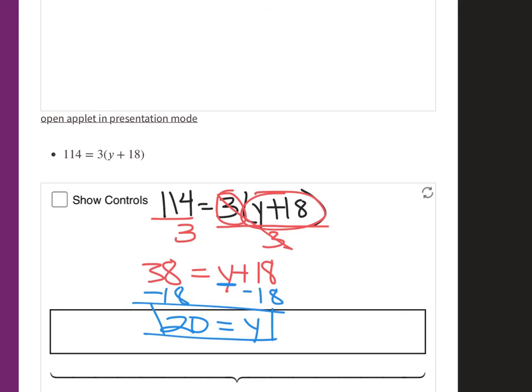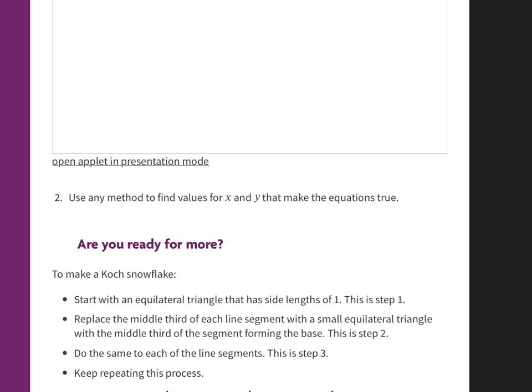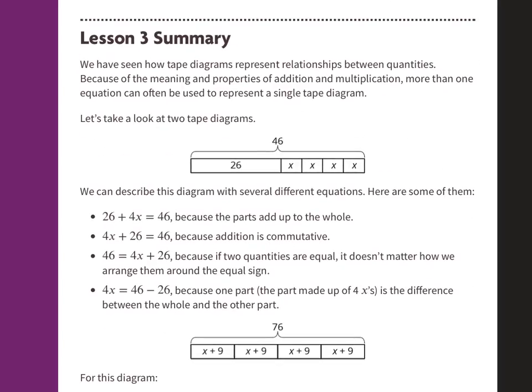And that is it. So let's look at the summary real fast. We have seen how tape diagrams represent relationships between quantities. Because of the meaning and properties of addition and multiplication, more than one equation can often be used to represent a single tape diagram. Let's take a look at two tape diagrams. We can describe this diagram with several different equations. Here are some of them.